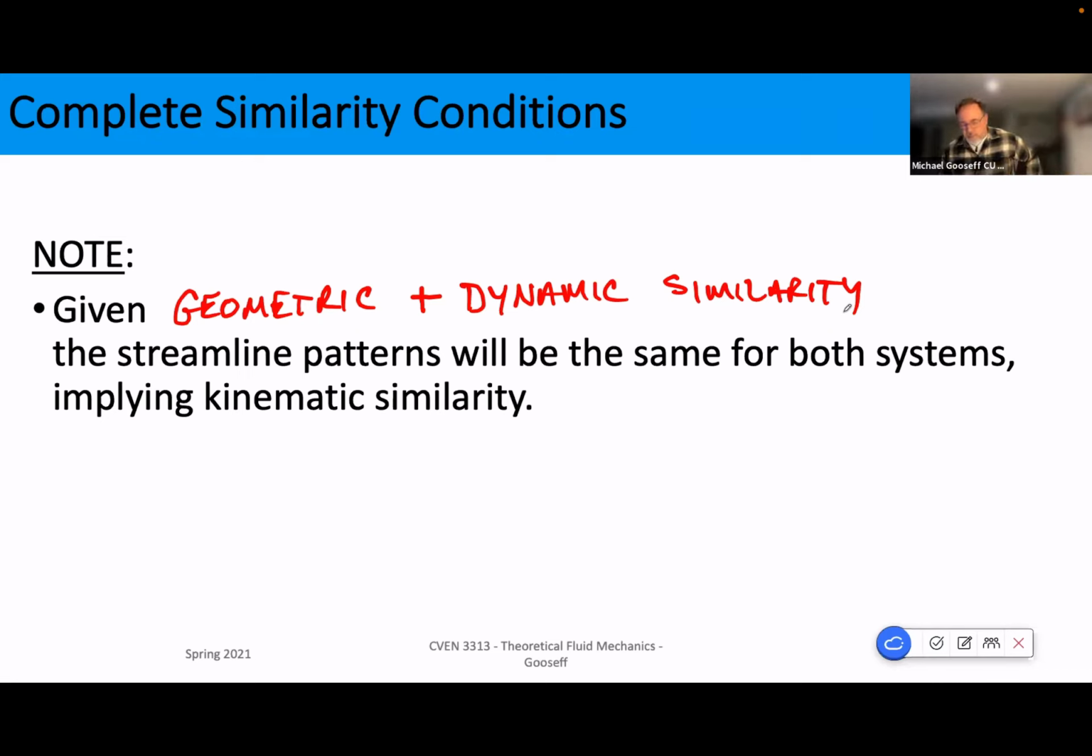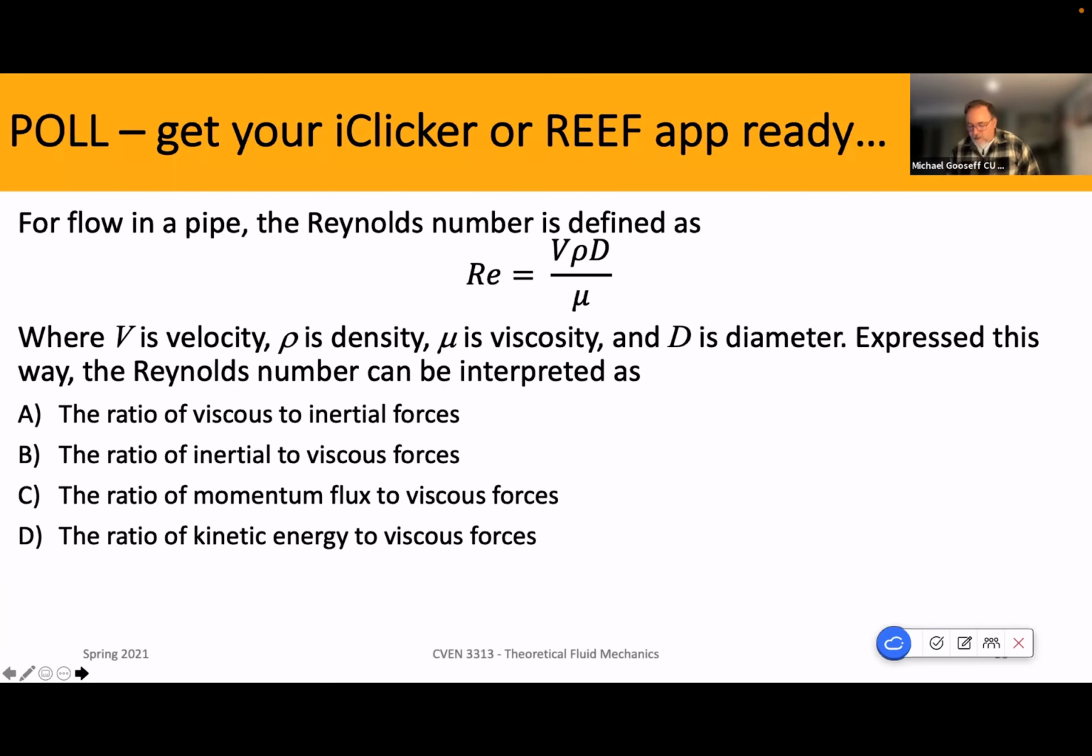Let me just, the last thing I'll do is bring up, I'll fast forward here to the participation question for the day. Just make sure everybody got that. It's a pretty small amount of writing, so move ahead here. Okay, for flow in a pipe, the Reynolds number is defined as V rho D over mu, where V is the velocity, rho is density, mu is viscosity, and D is diameter. Expressed this way, the Reynolds number can be interpreted as one of these four options.